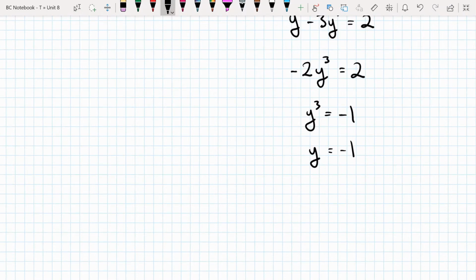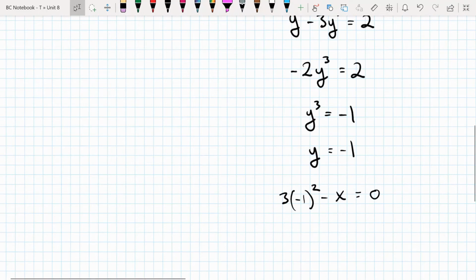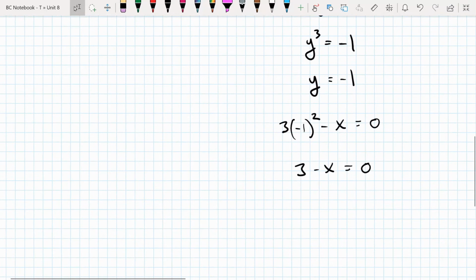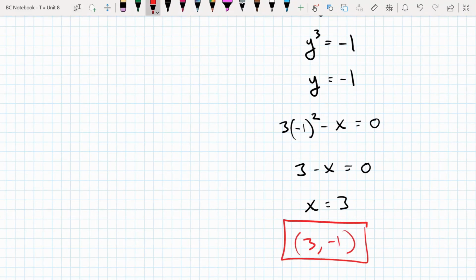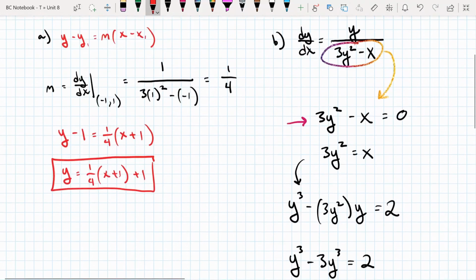So if we plug it into the derivative, we get 3 times -1 squared minus x equals 0. And so we have 3 minus x equals 0, and so the x value here is equal to 3, which means the coordinate pair, our answer, is going to be 3, -1. This is the coordinate pair that makes the denominator of the derivative equal to 0, therefore makes the tangent line a vertical line. Okay, and that's the answer for part B.